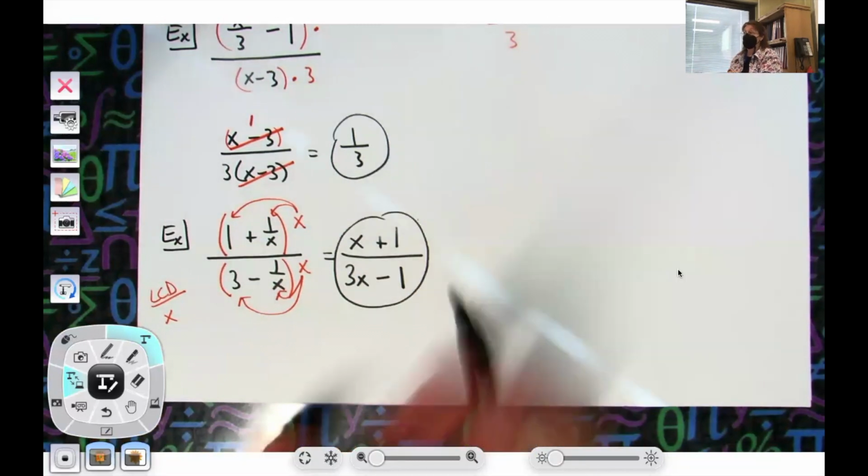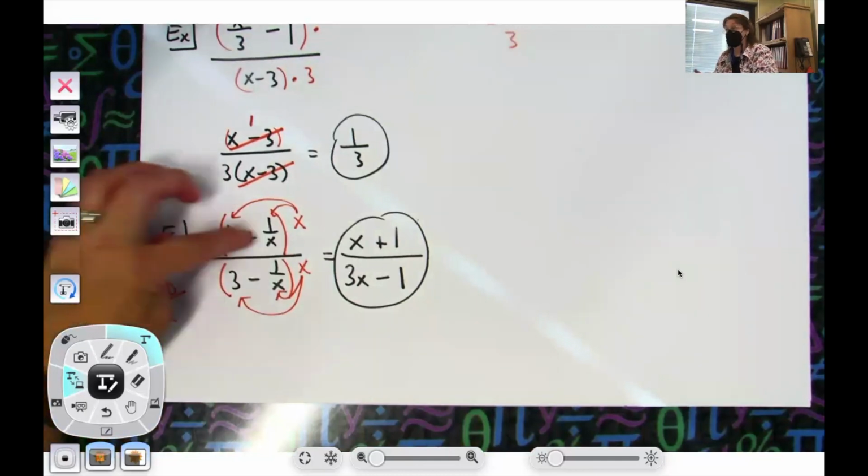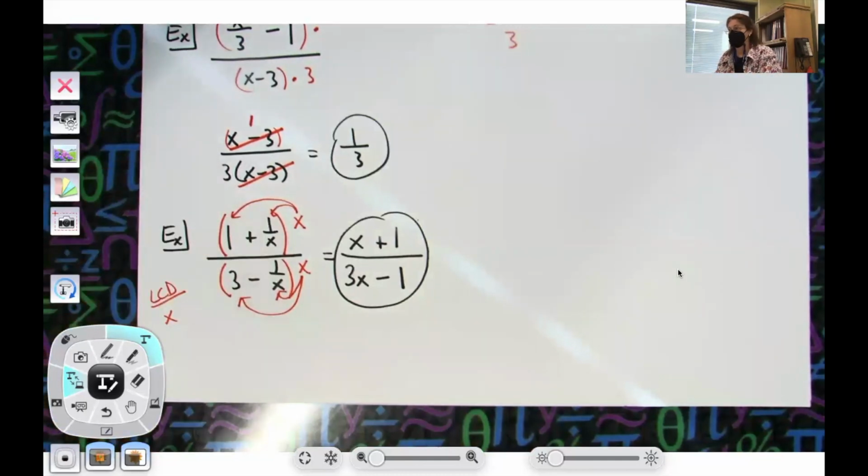Some of them have a lot of steps afterwards. Some of them have just a few steps afterwards. All right, but this is way better than trying to do keep it, switch it, flip it, or the way you did in Algebra 2. It's a shortcut. Multiply through by that least common denominator. You're going to get really, hopefully you're going to get really quick at it.